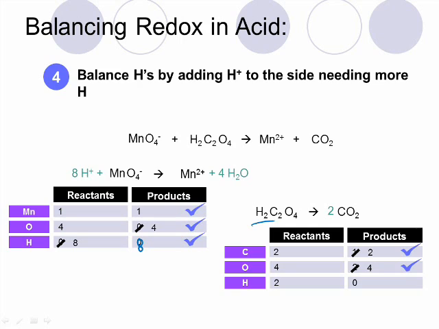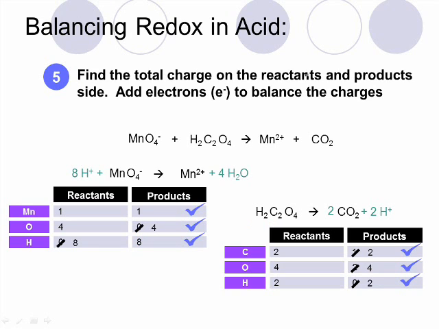We can see we have 2 hydrogens there, so on the other side we must add 2 protons, and now that is balanced. All right, so everything is balanced. All the things are balanced. Now we go to the next step. All the elements are balanced, but the charges might not be balanced.